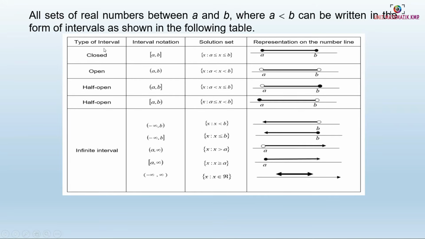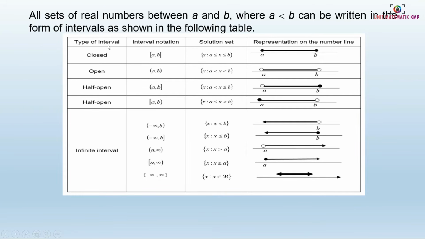For open interval, interval notation from A to B, not including A and B. Solution set: X, where X is greater than A and less than B. We present on the number line: from A to B, we draw at A an empty circle, and at B also an empty circle.